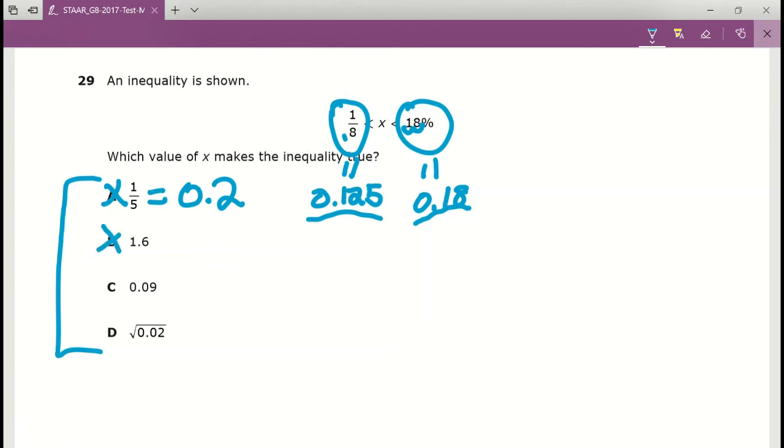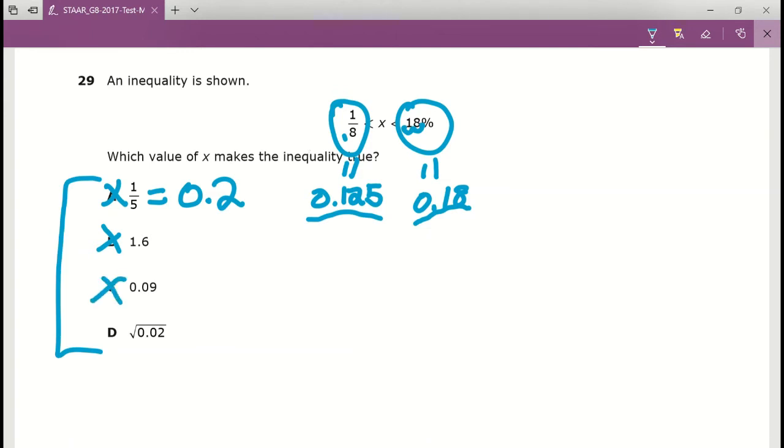Alright, answer choice C again. The test makers were really nice to us on this, and they gave us choice B and C already in decimal form. We don't have to do anything. So, we ask ourselves, is 0.09 between these two numbers? And the answer is no, it is not. It is less than 0.125, so the answer choice is not C.